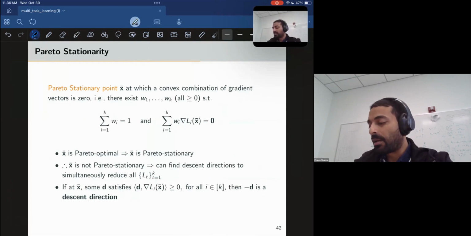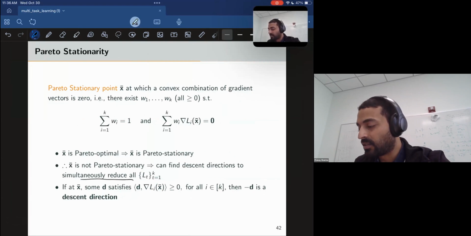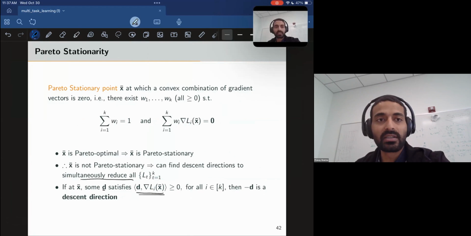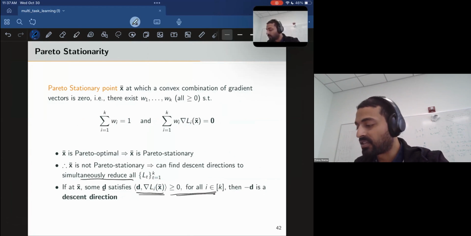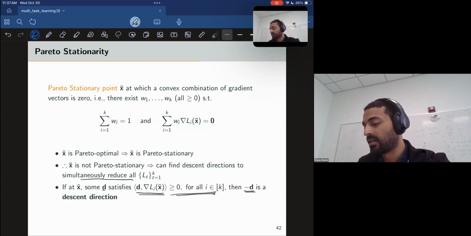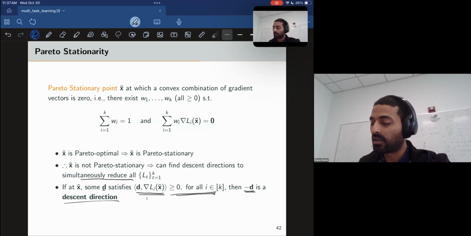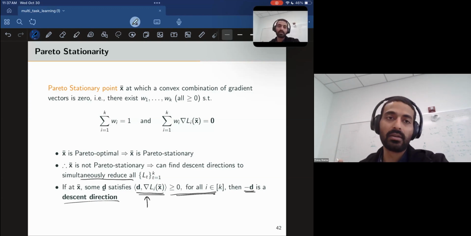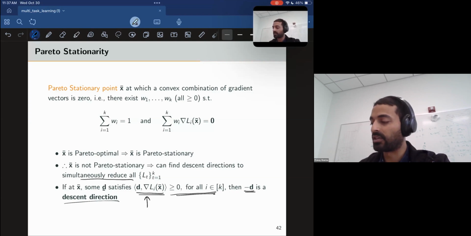So what we mean by simultaneously reducing all the losses is this: if I have a vector d, I take its inner product with all the loss gradients. If all these inner products with the loss gradients are non-negative, that means minus d is a descent direction, because the inner product with minus d would all be non-positive, right? So this is essentially how you find a Pareto stationary point.